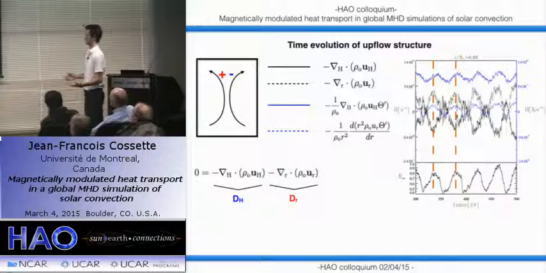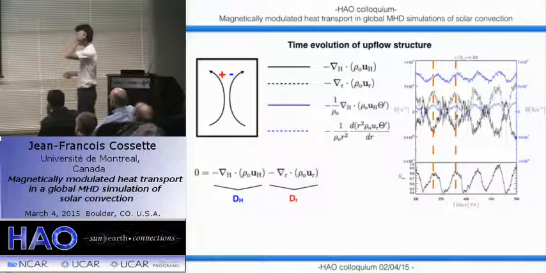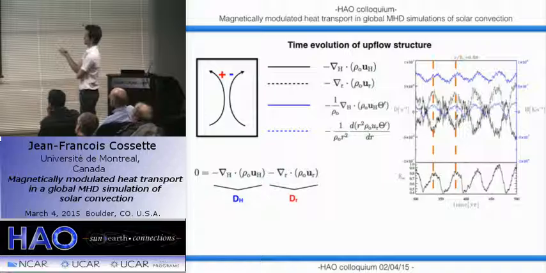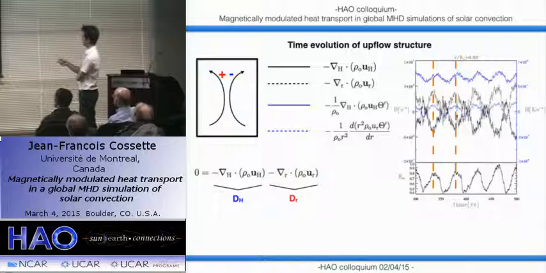Now, what really interests us is how those things evolve with time. How does the flow topology, the upflow and downflow topology, evolve as a function of time? So here I've taken the average horizontal divergence and radial divergence in the upflows, and the same type of average over the upflows for the corresponding heating terms.